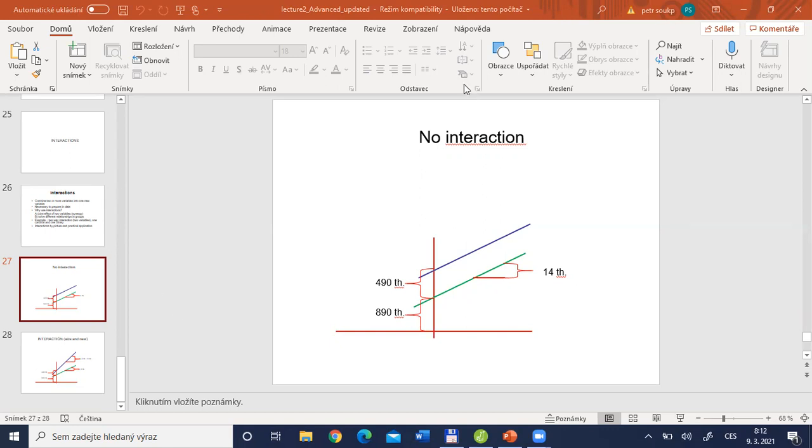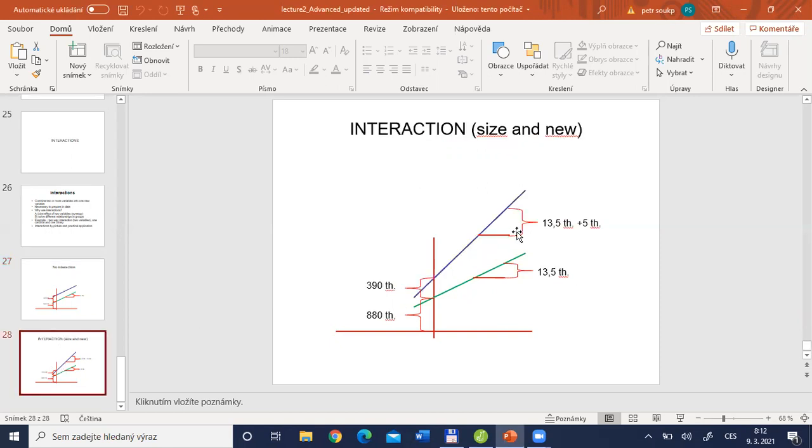Okay, so this is the picture with included interaction. We will explain more later, but now you can see that this green line and blue line are not parallel, so they do not have the same shape. This is a slight small increase, and this is quite a big increase. It means that the price per square meter for old flats is approximately 13 thousand, and for new flats 13 thousand plus 5,000, it means 18.5 thousand.